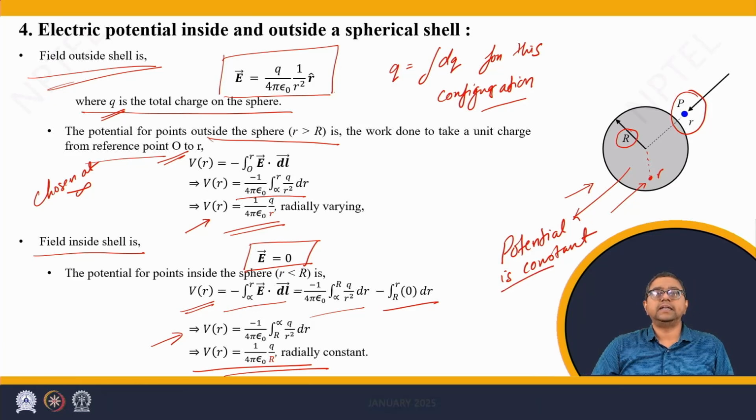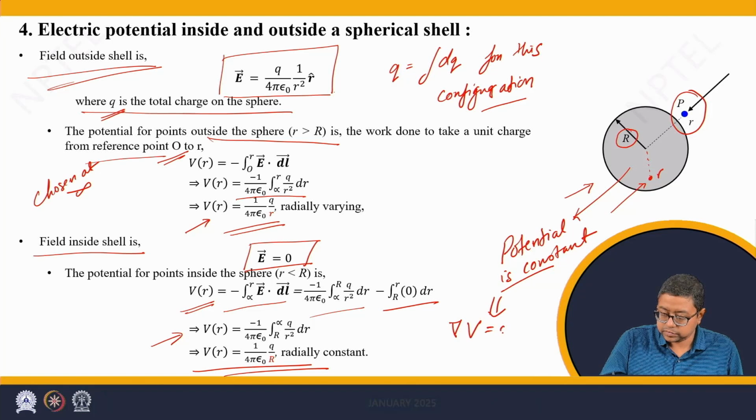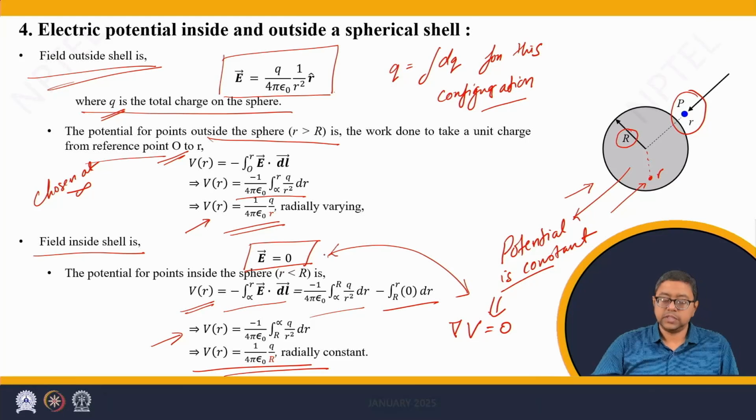This indicates that the gradient of the potential inside this spherical surface is equal to 0. This is same as the field being 0 inside the shell. Thus, we reinforce the idea about the absence of a field and hence a constant potential, which are equivalent, from the case of the field inside a spherical shell.